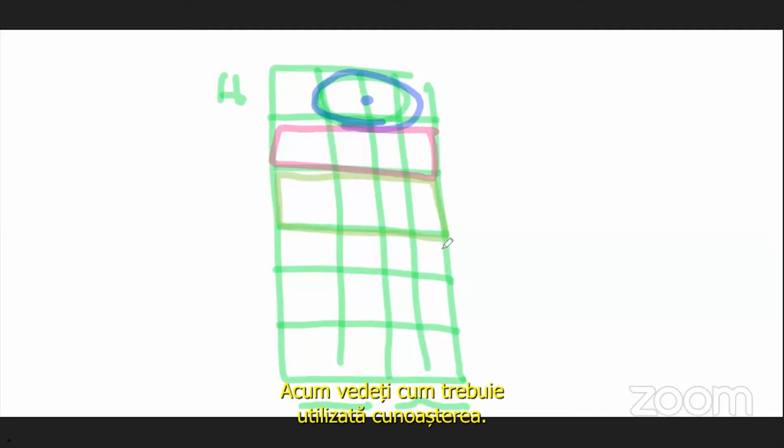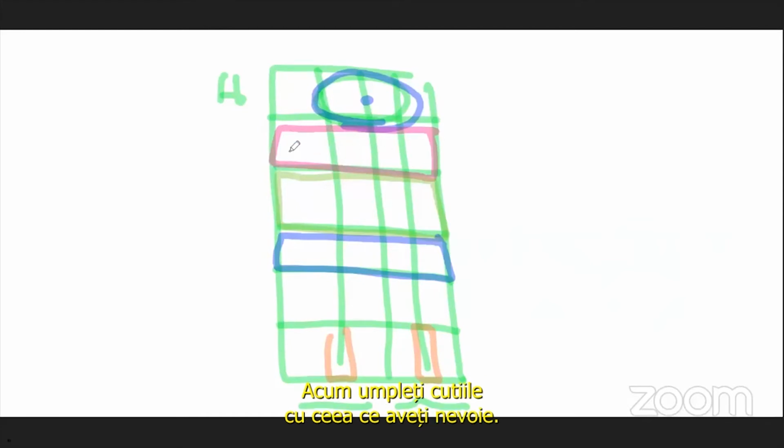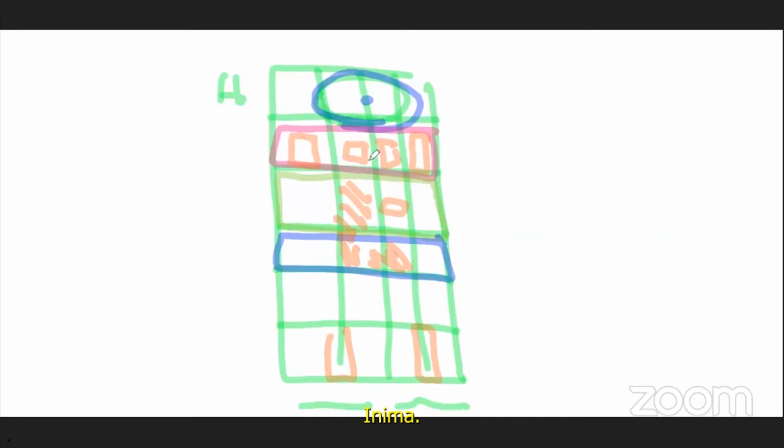Now you see how the knowledge has to be used. Now you fill your boxes with what you need: pancreas, intestine, the lungs, the heart, sexual organs, kidneys, prostate.